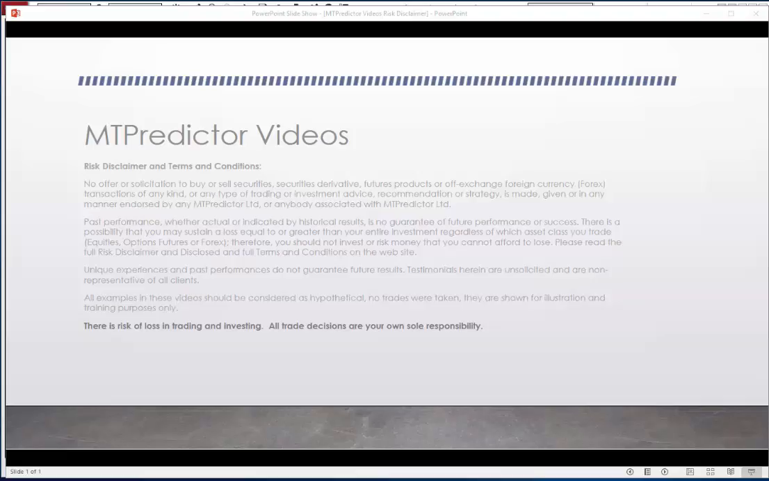But first, I would like to start by looking at our risk disclaimer and remind you that all examples in these videos should be considered as hypothetical. No trades were actually taken, they're just shown for illustration and training purposes only. Also, there's a risk of loss in trading and investing. All professional traders know and understand that losses can and will and do happen.